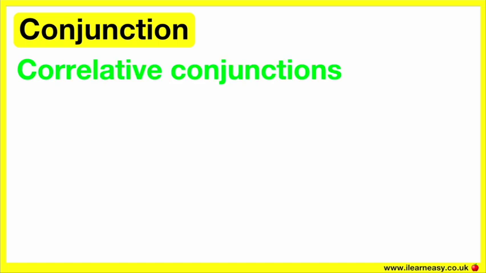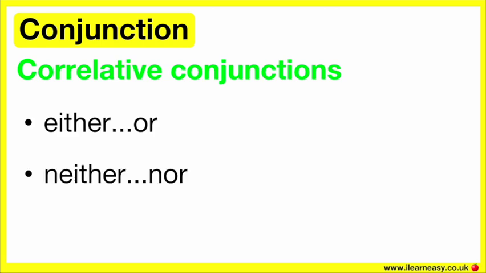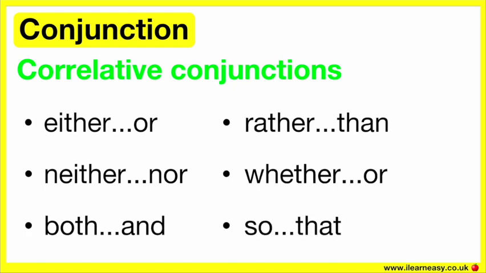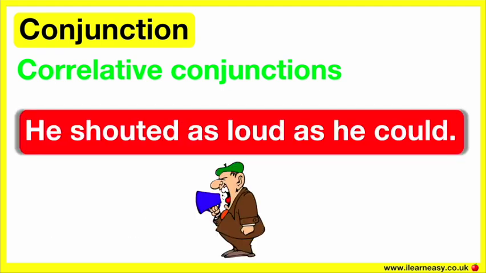Some examples of correlative conjunctions are either or, neither nor, both and, rather than, whether or, so that, and many more. For example, he shouted as loud as he could. The correlative conjunctions in this sentence are as, as.